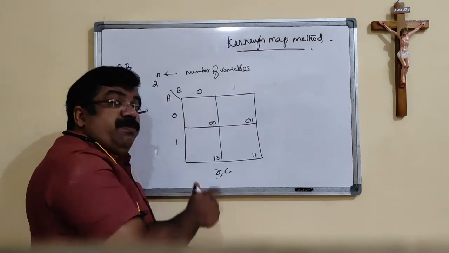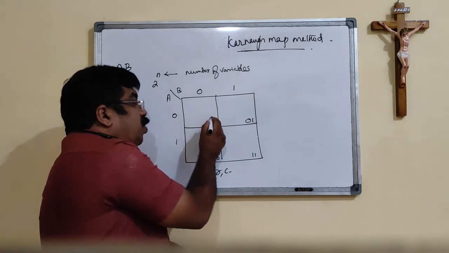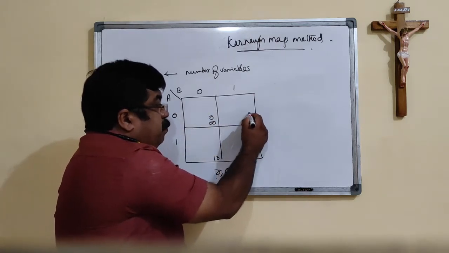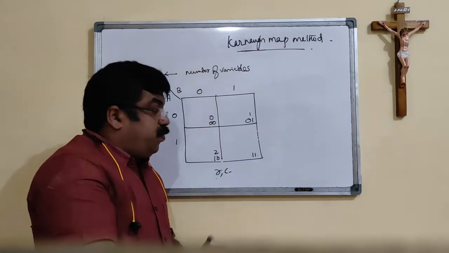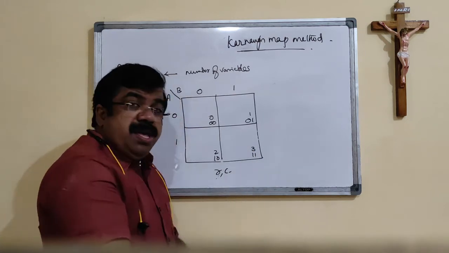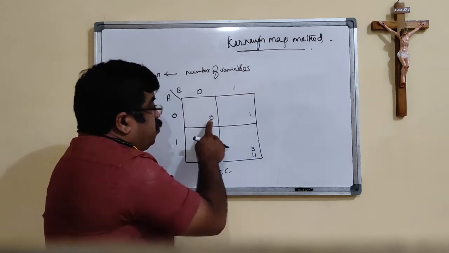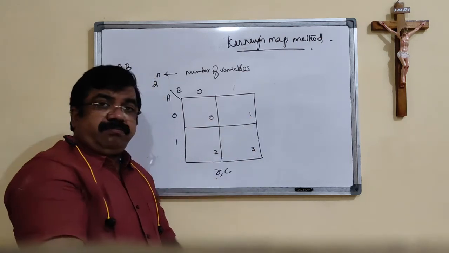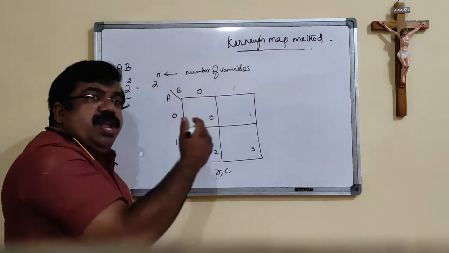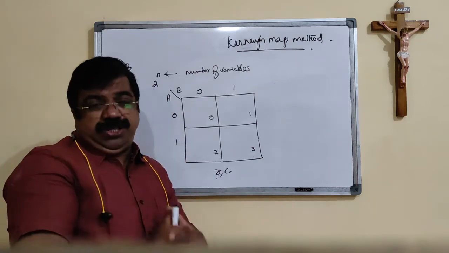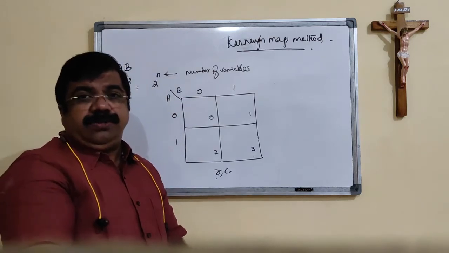Take the decimal equivalent of these binary equivalents. 0, 0 represents 0. 0, 1 represents 1. 1, 0 represents the decimal number 2. 1, 1 represents the decimal number 3. So these squares are numbered as 0, 1, 2, 3. Now, if they are representing the SOP expression, all these squares must be representing min terms.